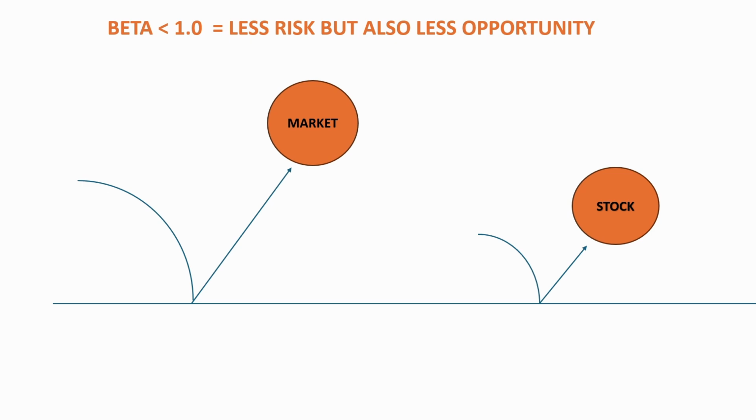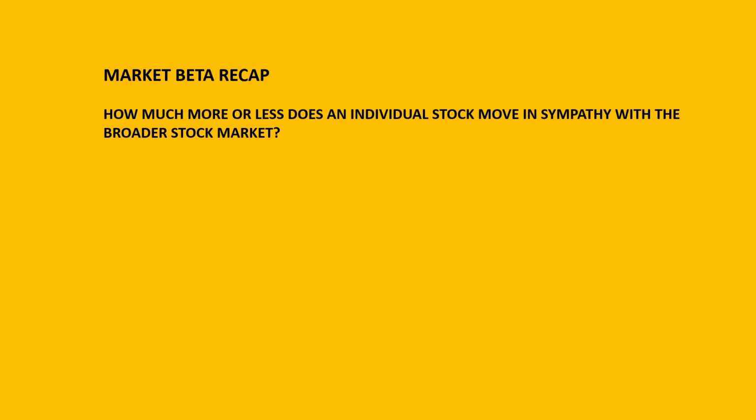And in truth, there's also still opportunity there, because some of these stocks move independently of the market and they can still be going up when you find them. So let's do a recap. How much more or less does an individual stock move in sympathy with the broader stock market? That's pretty much what market beta is, and how much it does that over a certain amount of time.